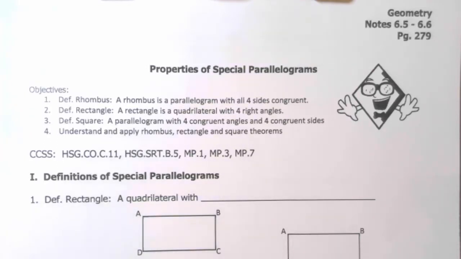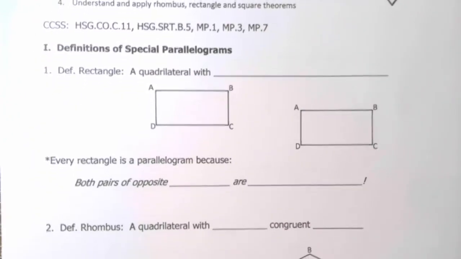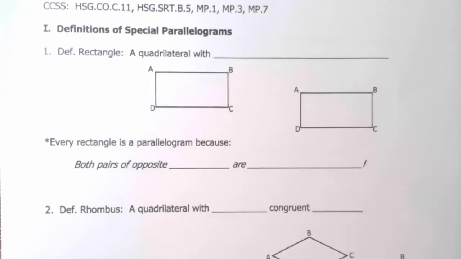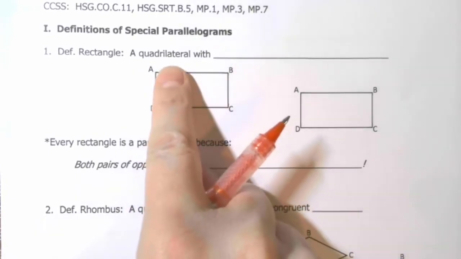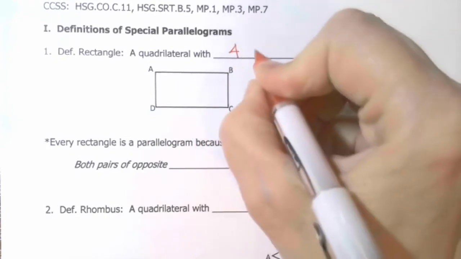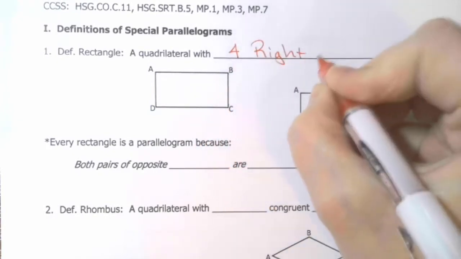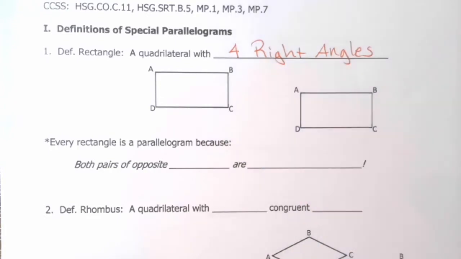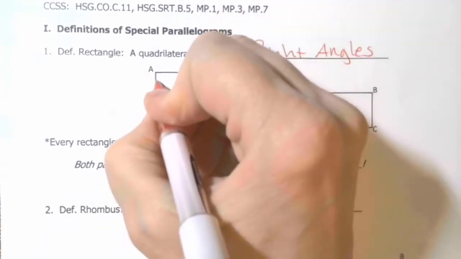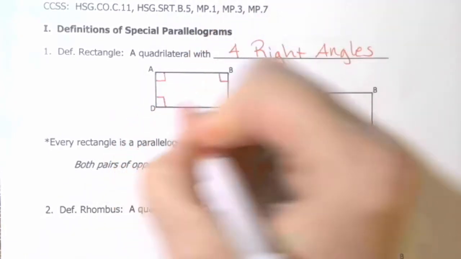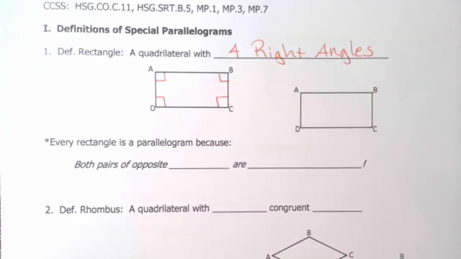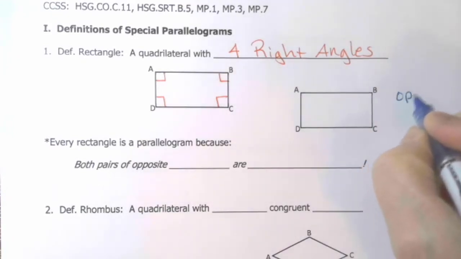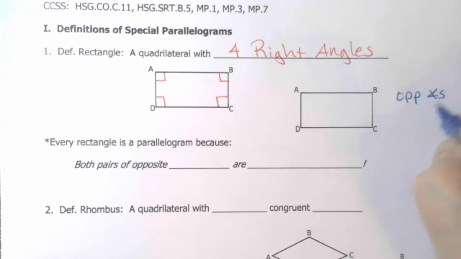All right, Roman numeral 1, definitions of special parallelograms. Number 1, definition of a rectangle is a quadrilateral or four-sided figure with 4 right angles. So in a rectangle, all 4 angles are right angles. And because all 4 angles are right angles, that means that opposite angles are congruent.